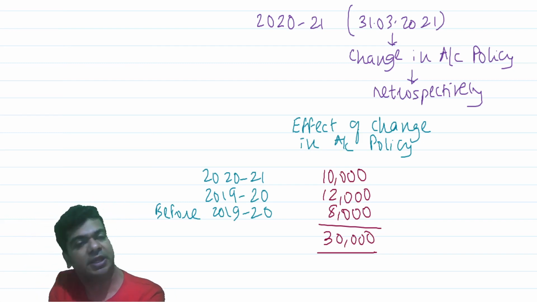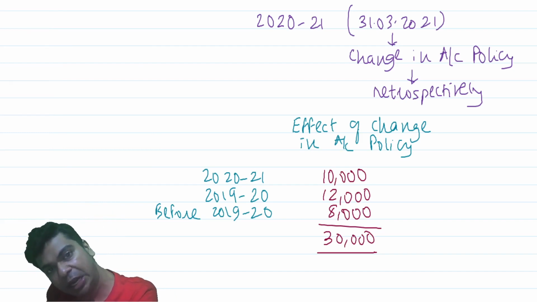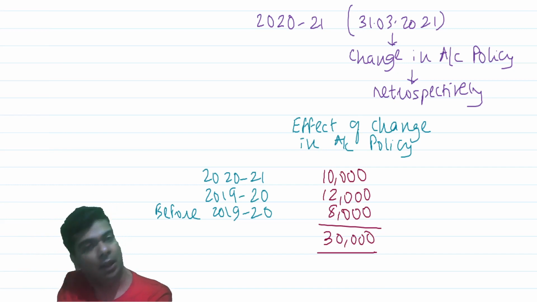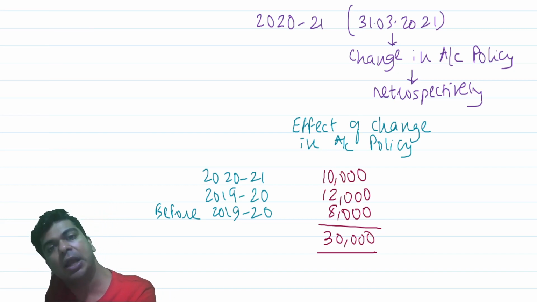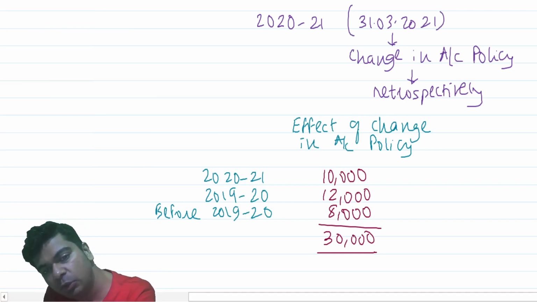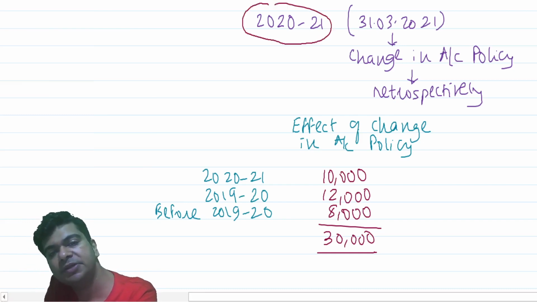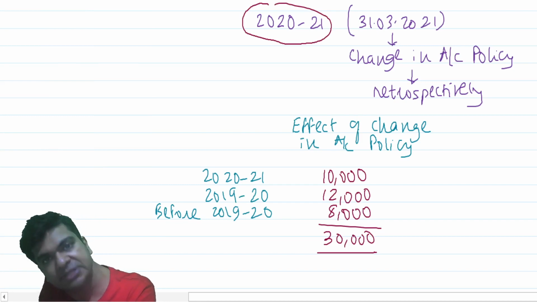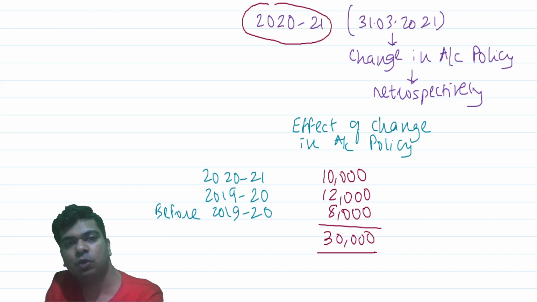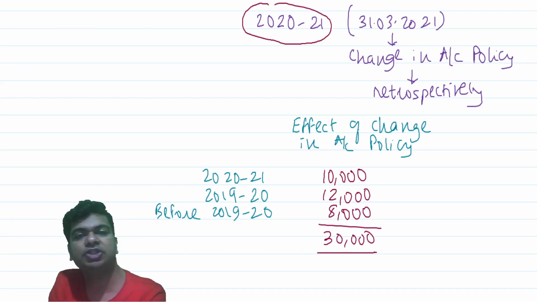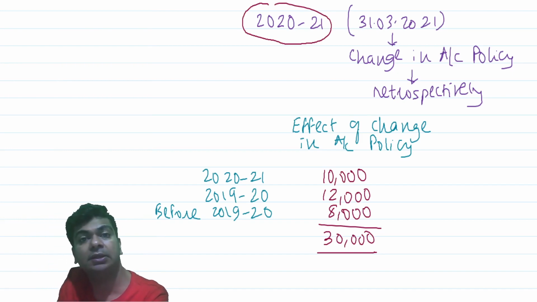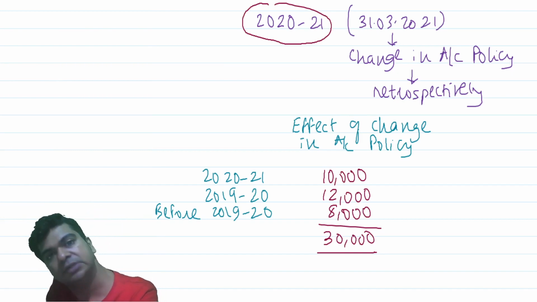Accounting Standard 5 says that whatever is the change in the accounting policy, its effect should be given entirely in the period in which the accounting policy is changed. When are you changing your accounting policy? You are changing your accounting policy in 2020-21. Please understand the words of Accounting Standard 5. AS5 says that whatever is the cumulative effect of the change in the accounting policy, that entire cumulative effect should be recognized in the period in which the accounting policy is changed.